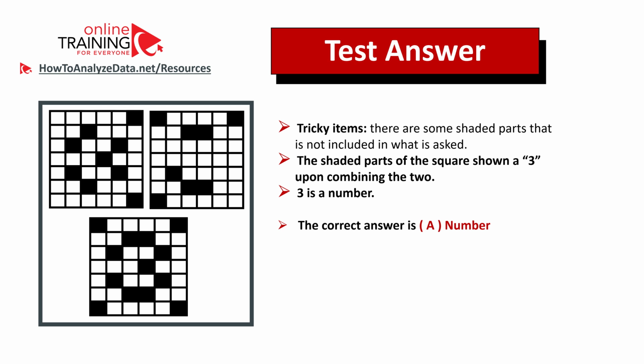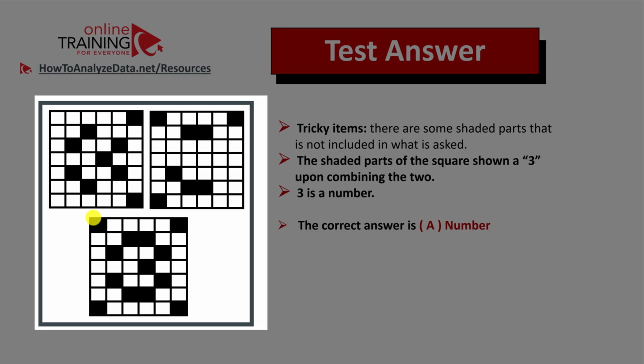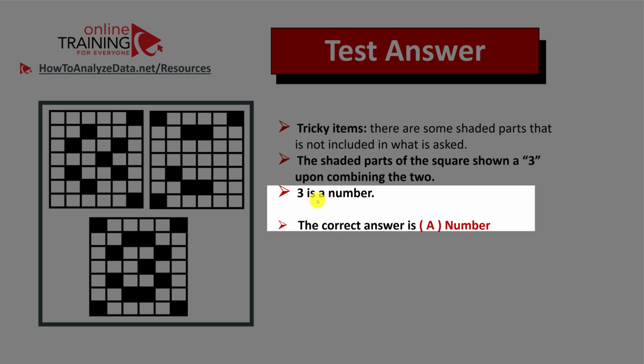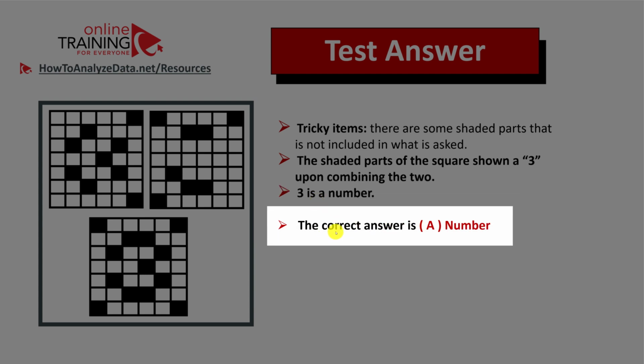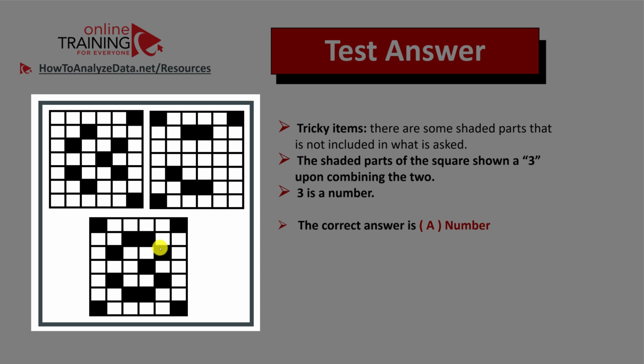As you might be well aware, tests are not designed to be solved easily, so you should look out for tricky items as well, and that's what we see here, specifically shaded parts in the corners. They're not part of the end figure, and they are designed to confuse you. But upon combining both rectangles, you can see that you form a 3, and 3 is the number. So the correct choice here is choice A, number, and you can visualize 3 at the bottom rectangle.